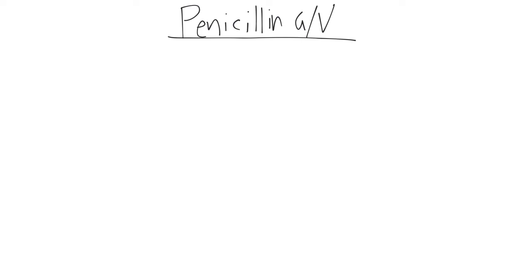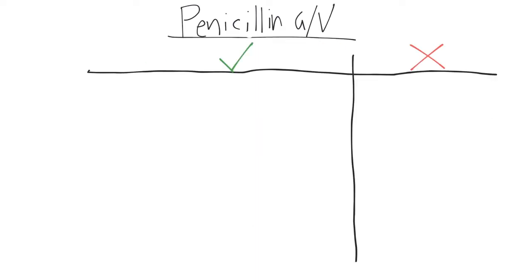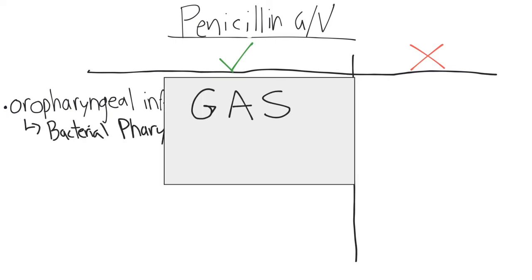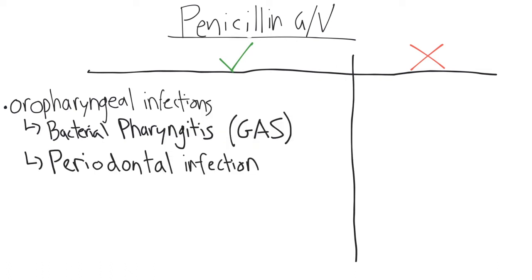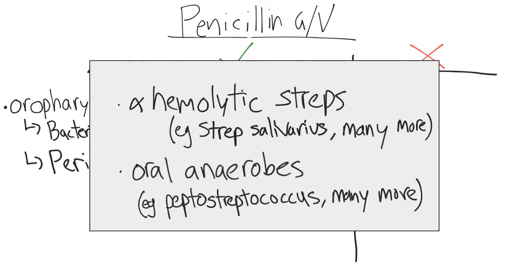So because it has such limited coverage, you don't tend to use it as empiric therapy very often unless you're pretty confident you're dealing with a strep species. For example, we use Penicillin G and V in many oral and pharyngeal infections because they're generally caused by streps. So acute bacterial pharyngitis, group A strep, is your most likely pathogen and is universally susceptible to penicillin. Simple periodontal infections, in that case, you have these weak alpha hemolytic streps that live in your mouth. You have oral anaerobes like streptococcus. Generally, these are well covered with Pen G and V.